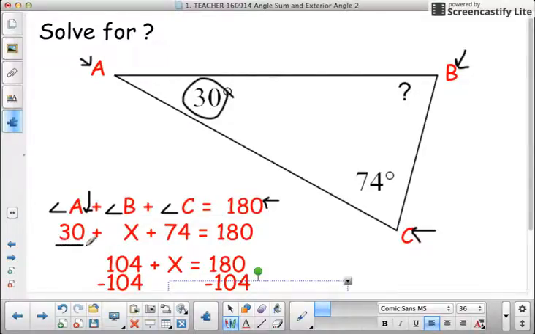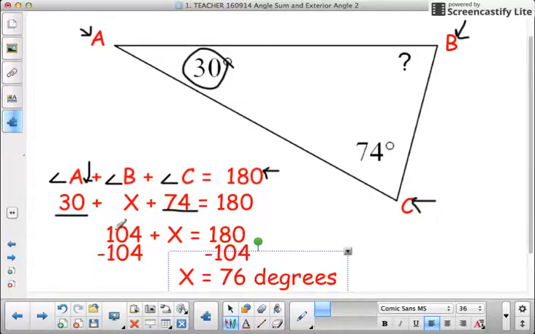So how do I get this 104? Well, I combine like terms. I'm going to underline the numbers that I see here. When I say 30 plus 74, I'm going to get 104. So I'm still not quite there. How do I figure out this angle? Well, I'm almost there. Now all I have to do is subtract 104 from both sides. And when I subtract 180 minus 104, I get 76.